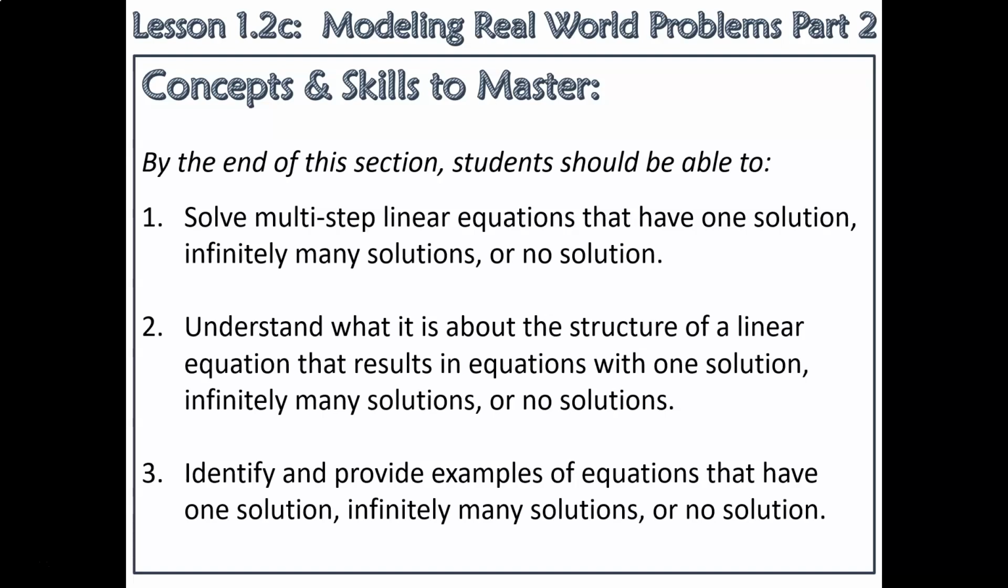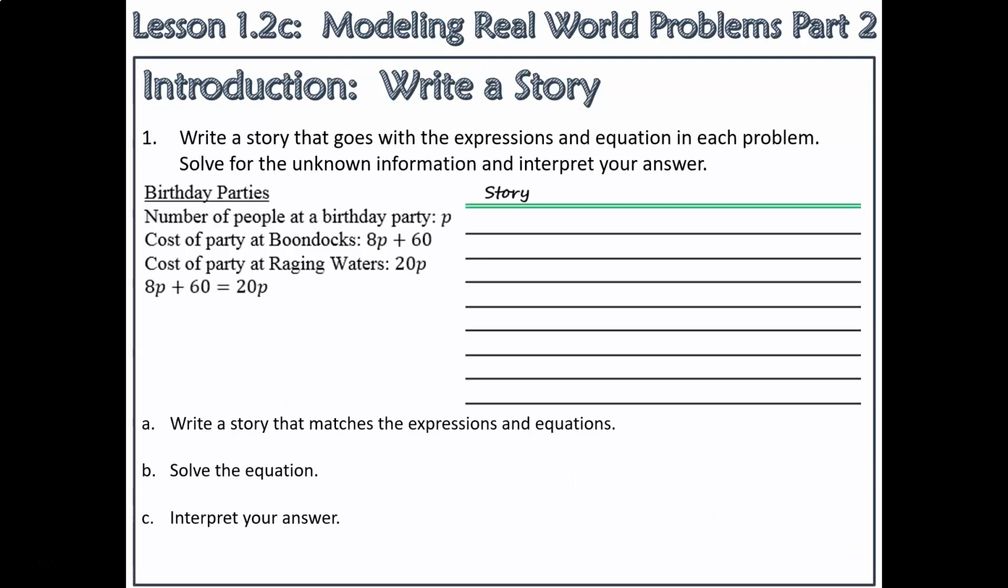All right, today we're going to talk about the second part of word problems, and these are going to be with equations that have variables on two sides. The first part says write a story that goes with the expressions and equations in each problem, and then solve for the unknown, and then interpret means tell what it means in context of the story. We've done that before.